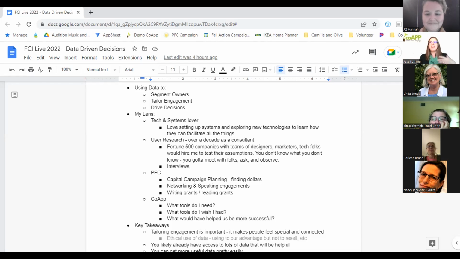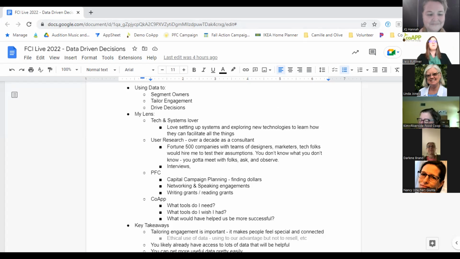And then out of that capital campaigning work, I developed an app in partnership with my business partner, Katie Novak, called CoApp. And that was because we needed a tool to manage all of the capital campaign process. And through that process, I asked, what tools do I need? We made them, and then we made them available to all other cooperatives. So those are the kinds of lenses that I'm bringing to that conversation today.